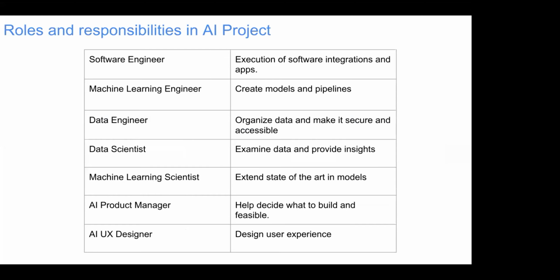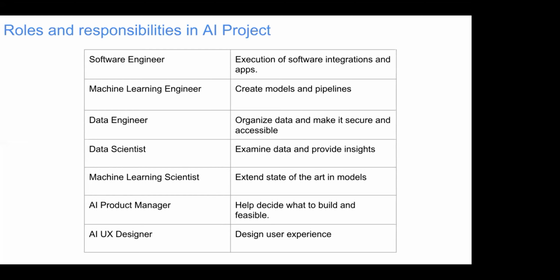And there are several roles in an AI project. This is a typical project in an organization like Google, but other organizations possibly follow very similar things. There's no concept of one data science role. Generally, this is divided into multiple roles. You need a software engineer who can code the application. You need a machine learning engineer who can create models in the pipeline. You need a data engineer who can create the data warehouse.